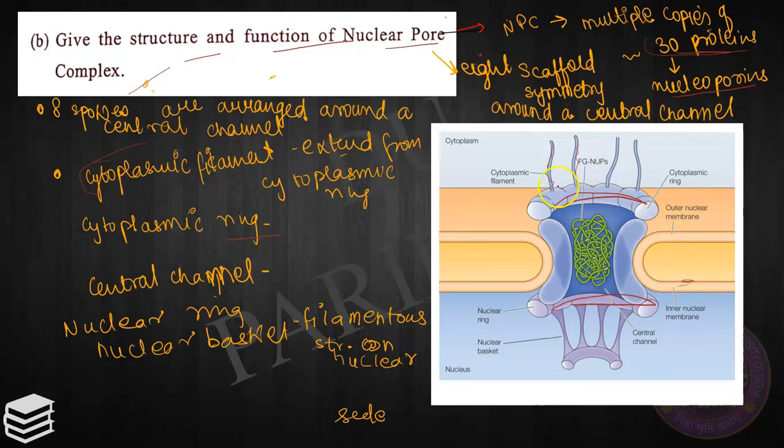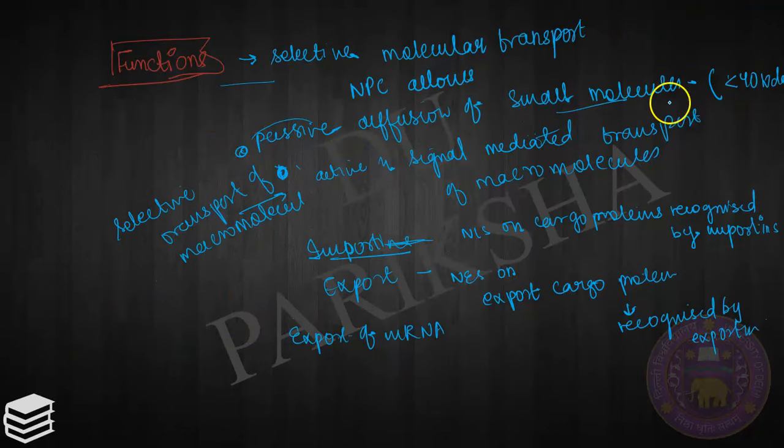प्रोटीन फिलामेंट्स हमने देख लिया कि cytoplasmic filaments and the nuclear filaments, ये दोनों extend करते हैं from both the sides, जहां हमारी nuclear side पे होती है basket like appearance. Passive diffusion of the small molecules that are less than 40 kilodalton. These can move freely across the pore in either direction.